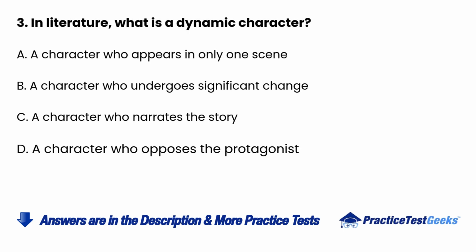3. In literature, what is a dynamic character? A. A character who appears in only one scene. B. A character who undergoes significant change. C. A character who narrates the story. D. A character who opposes the protagonist.